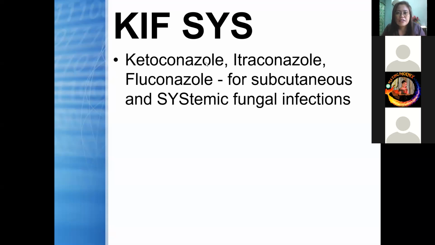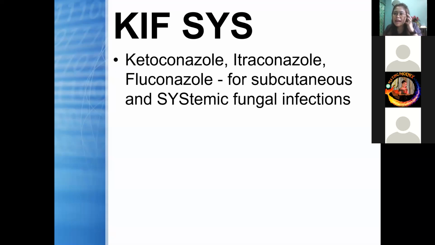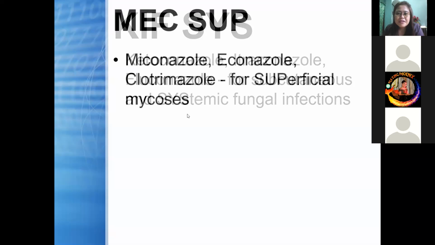Okay? Again, this is a mnemonic just to differentiate or classify the azole antifungals, which of them are used systemically and which are used for superficial infection. So we have KIF-SIS. KIF means ketoconazole, itraconazole, and fluconazole. Mostly they are used for both subcutaneous and systemic fungal infection. That's KIF-SIS. And then MEC is for the superficial mycosis: miconazole, econazole, and clotrimazole, the Canesten. So that we can easily remember which is for superficial and which is for systemic.